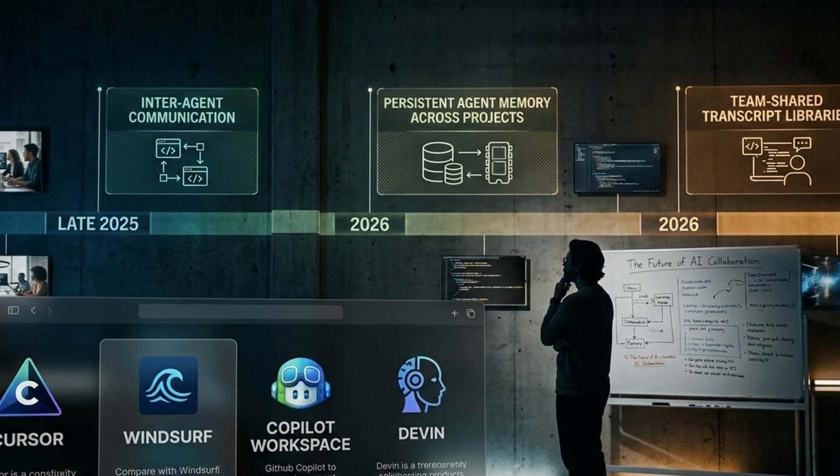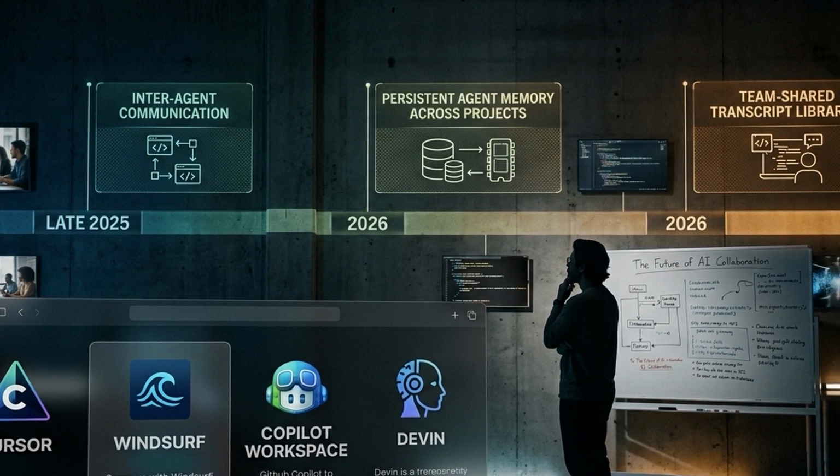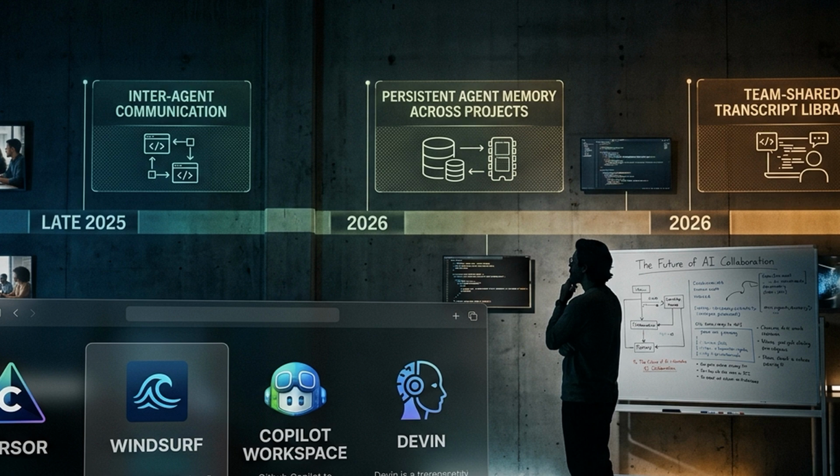The competitive landscape is responding. Windsurf, Copilot Workspace, and autonomous agents like Devin are all converging on similar ideas. The question isn't whether multi-threaded, stateful AI development environments will become standard. It's who builds the version that engineers actually trust with production code. The IDE war just became an infrastructure war, and the infrastructure is memory.